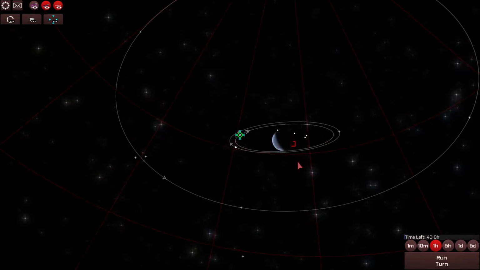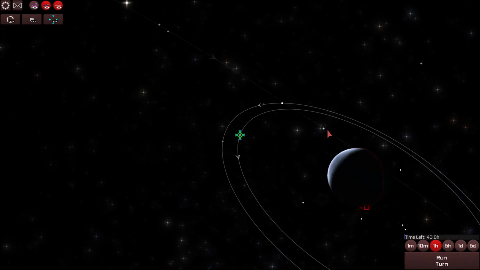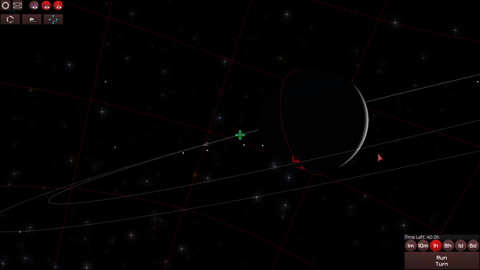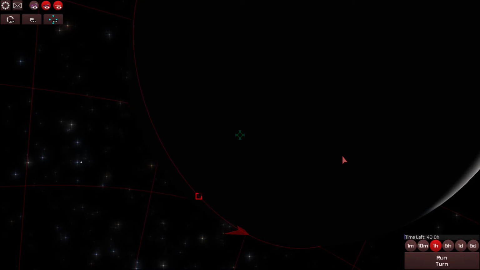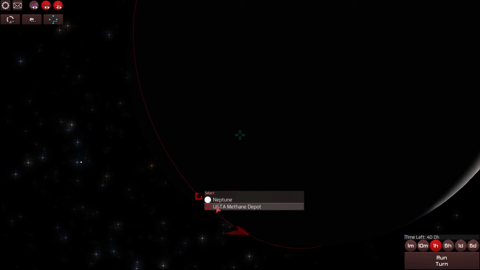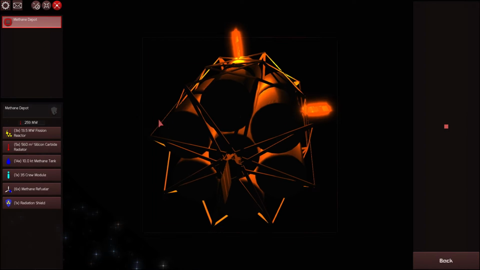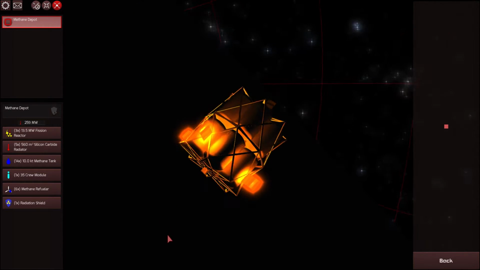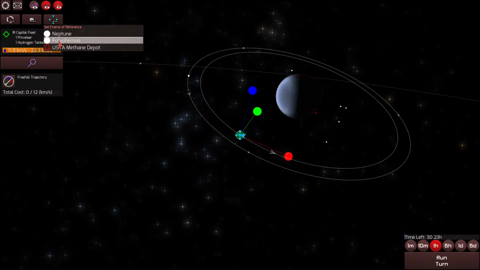There is the depot. So, the USTA, after that fiasco in the belt at Vesta, they're pretty much on the defensive, and now we can go after them. Let's take a look at this methane depot. It's on the dark side of Neptune. That's spooky. So we're in orbit around Polyphemus.